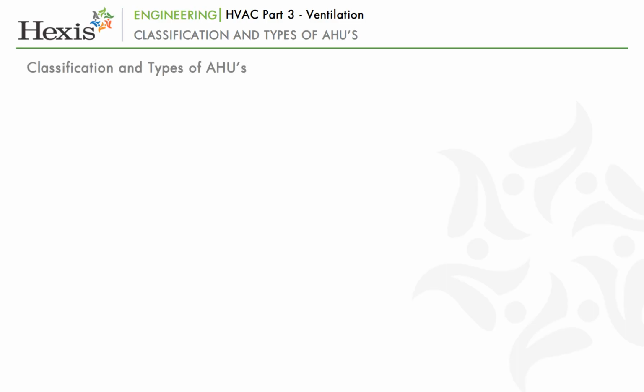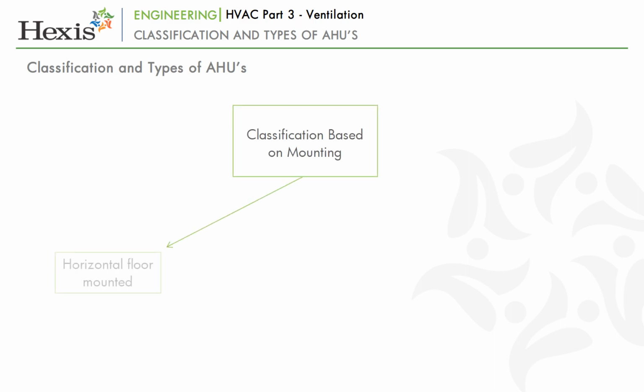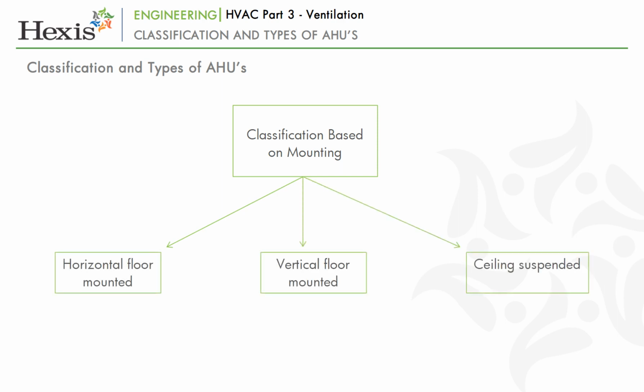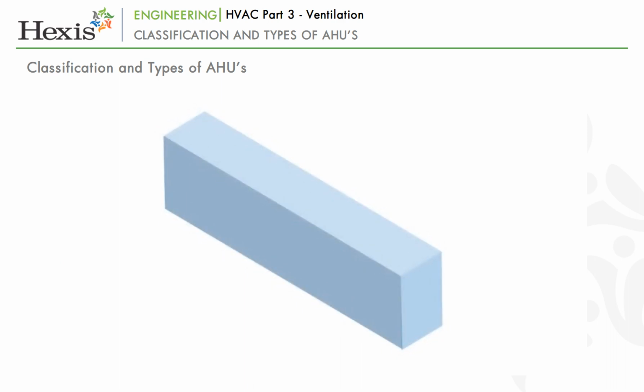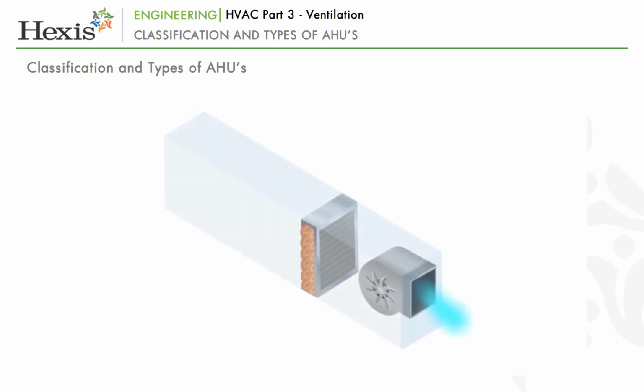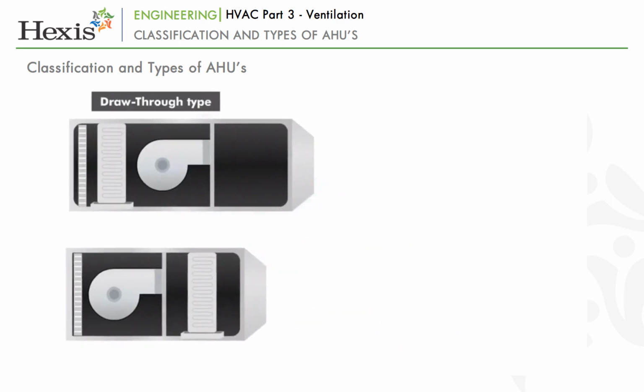Now, let us look at the classification of AHUs. AHUs can be classified based on how they are mounted, that is, horizontal floor mounted, vertical floor mounted, or ceiling suspended. AHUs can also be classified based on where the fan is located with respect to the cooling coils, that is, draw-through type and blow-through type.